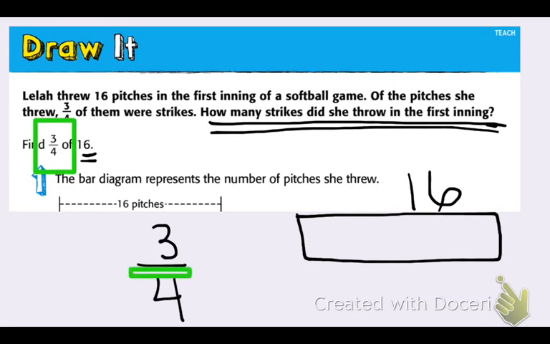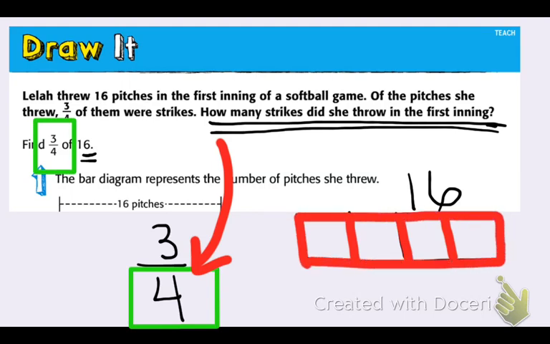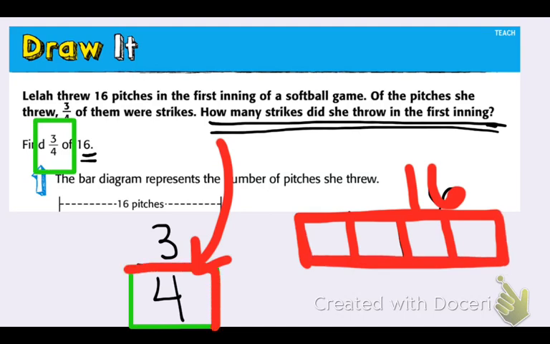And the denominator says 4, so I'm going to go ahead and divide my bar diagram into 4 equal parts. So again, I'm going to use that number on the bottom, the whole amount. There's 4 all together. And I'm going to go ahead and divide my bar diagram into 4 equal sections or parts. Okay, step 1, I wrote my whole number. Step 2, I went ahead and drew the bar diagram. Step 3, I used that denominator to break up the bar diagram into 4 parts.